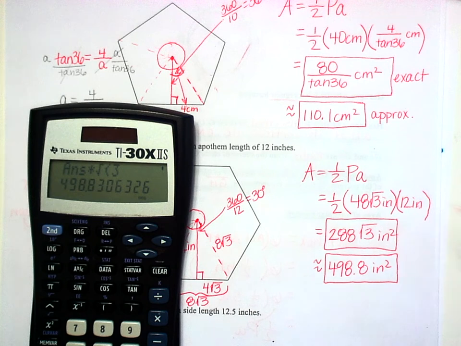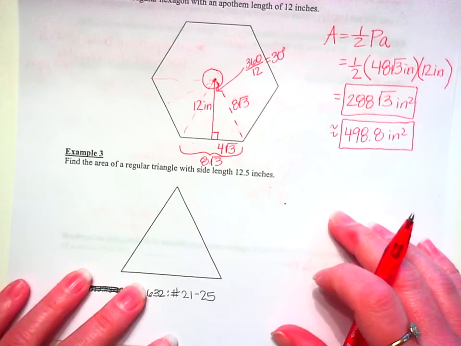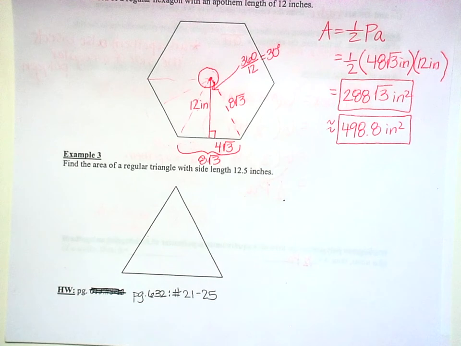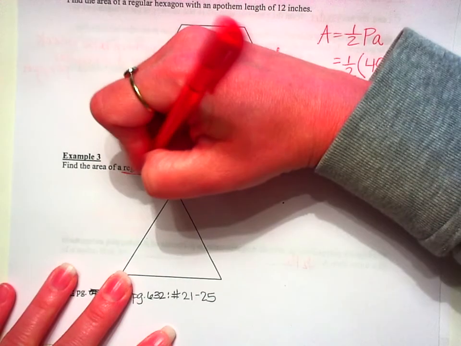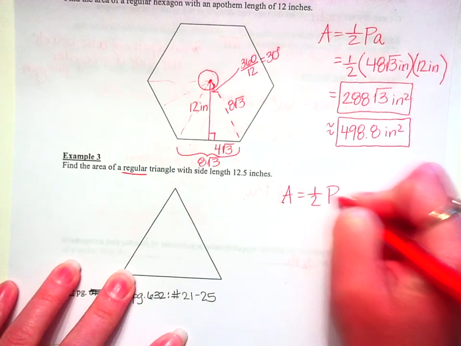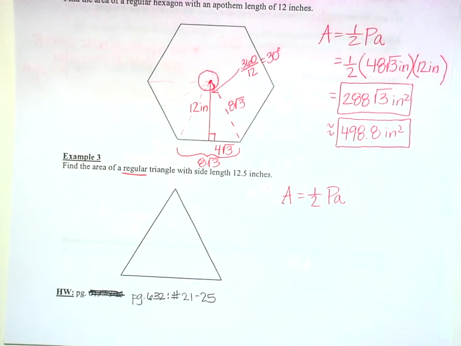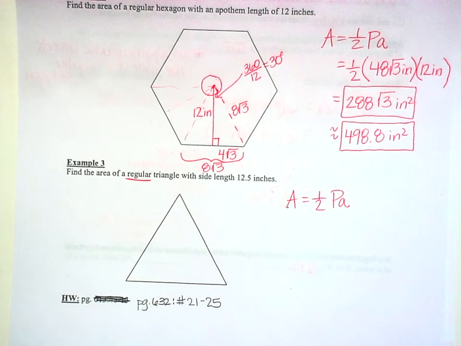Alrighty, so exact answer, approximate answer, and then we have one more to do. All right, so the last one, we have a triangle. Now, for any triangle, you can do 1/2 base times height. But if the triangle is regular, then you have another option as well. You can do 1/2 PA. Now, I'm going to show you both ways because a lot of people make mistakes with the 1/2 base times height. So I'm going to show you how to do it both ways, and then you can pick which way you want to do it.